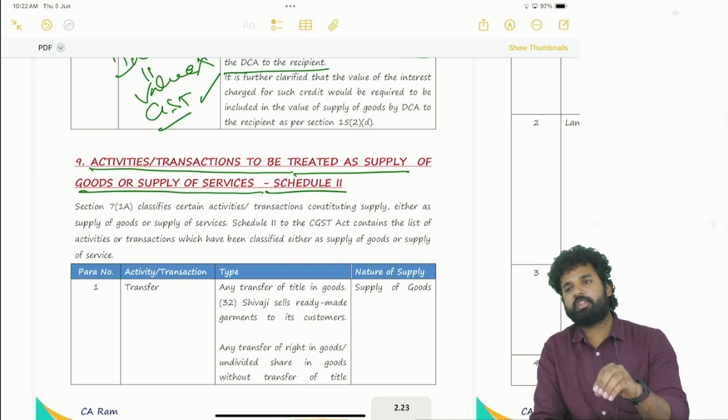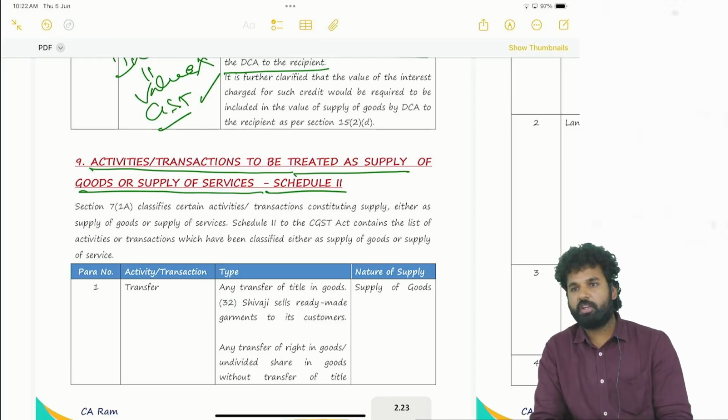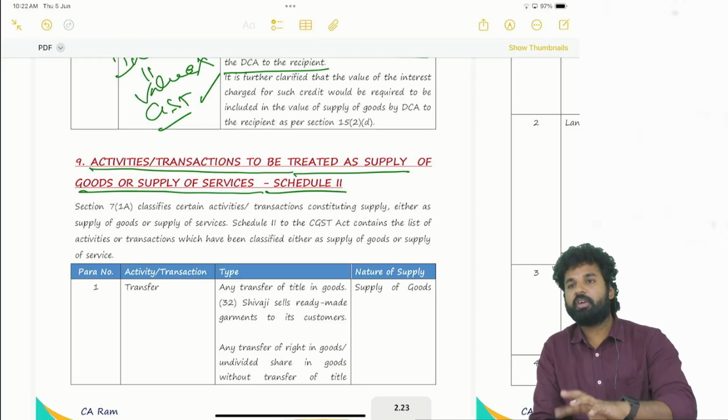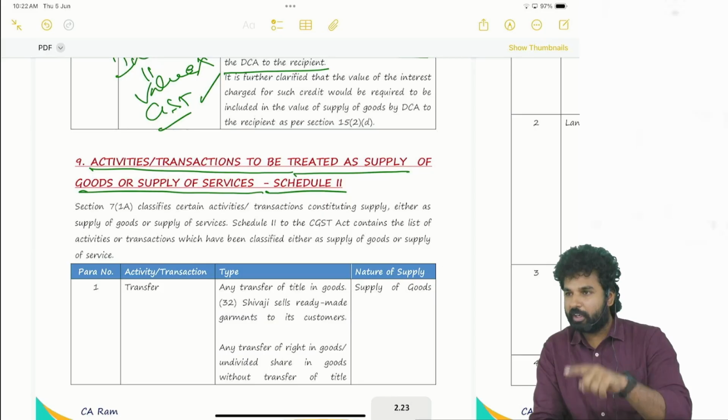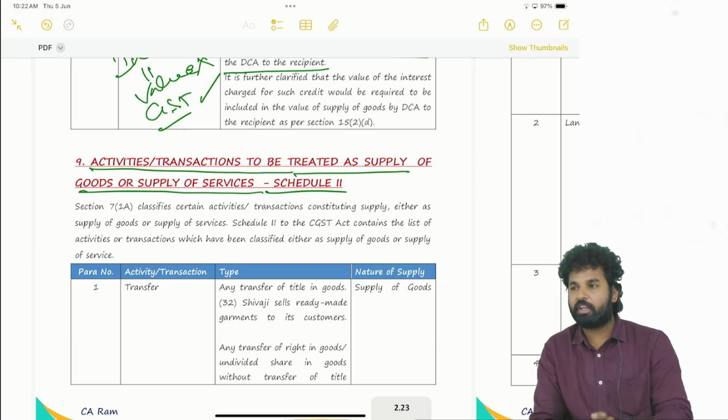Why is there a need for such clarification? Based on previous experience, just like restaurant service and construction service, we have an ambiguity there, whether it shall be treated as supply of goods or supply of services. Hence it is a clarification.